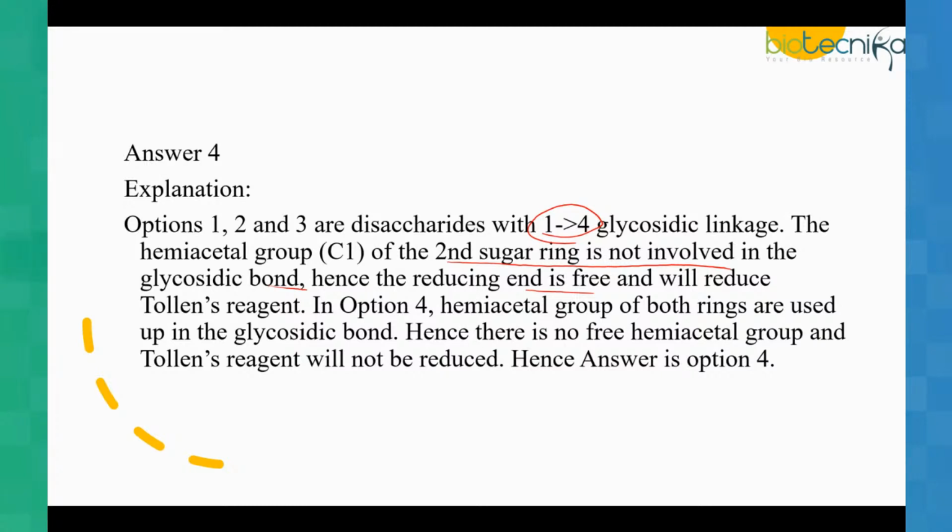So when the anomeric carbon reduces something, it becomes an acetal group. But before, when it is just free, it is a hemiacetal group. And a hemiacetal group means it will be able to reduce. The hemiacetal groups of both rings are used up in option 4. That is why they are not free to make the reduction. Hence, there is no free hemiacetal group and Tollens' reagent will not be reduced. That's why the answer is option 4.